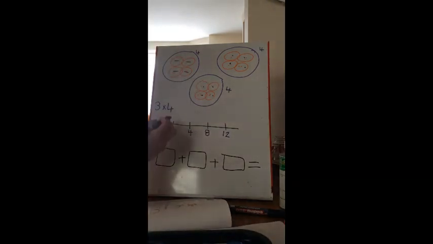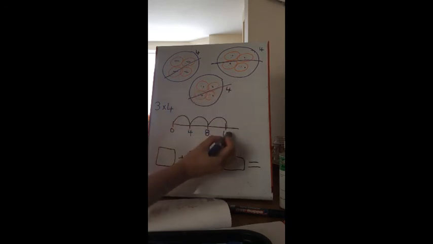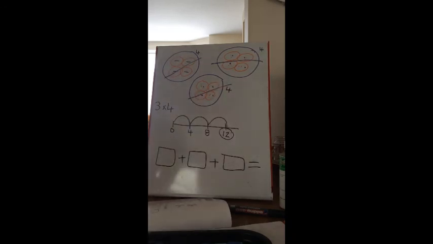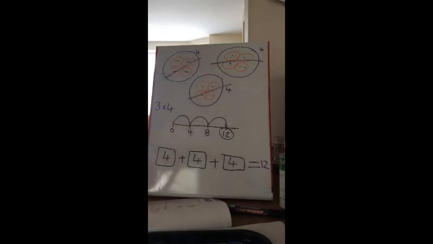Let's double check our jumps. 1 jump, 2 jumps, 3 jumps. What did we land on? Yes, 12. So in your book, we will have to write, we did 4, add 4, add 4 equals 12. Well done.